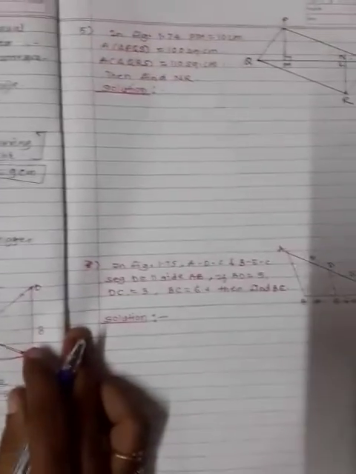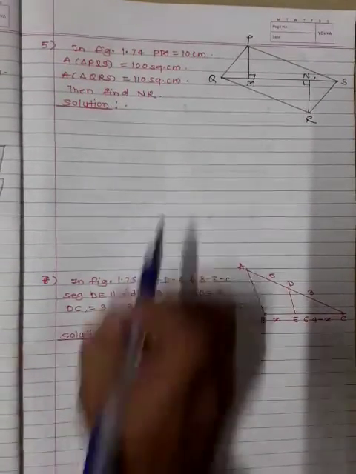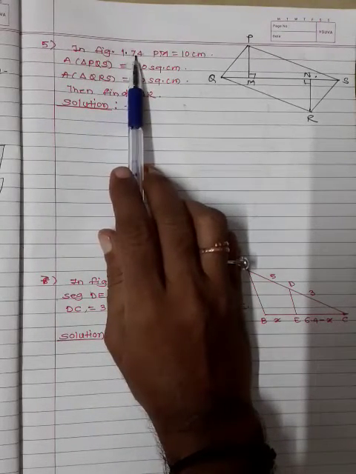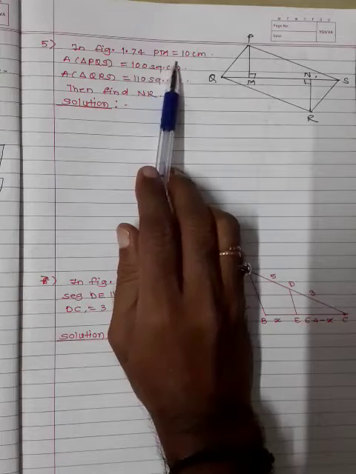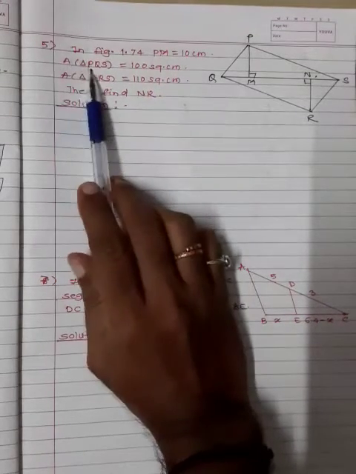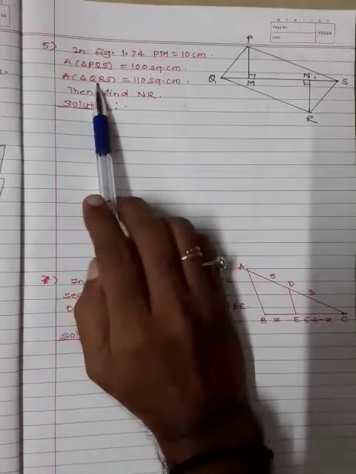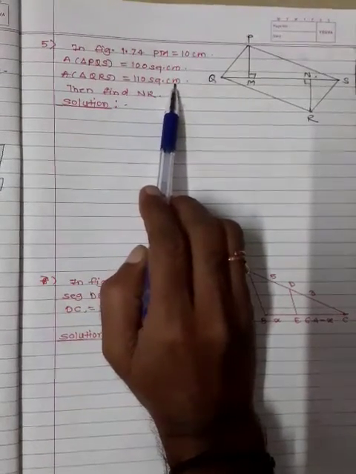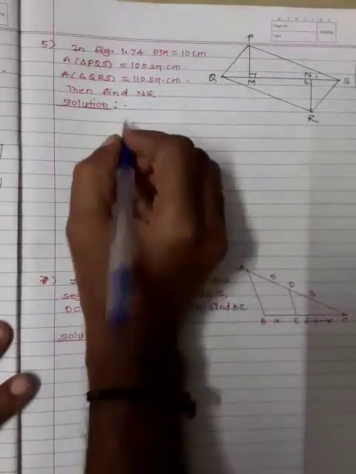Next question. Fifth question. In figure 1.174, PM is equal to 10 centimeter. Area of triangle PQS is 100 square centimeter. Area of triangle QRS is 110 square centimeter. Then find the NR. Solution.